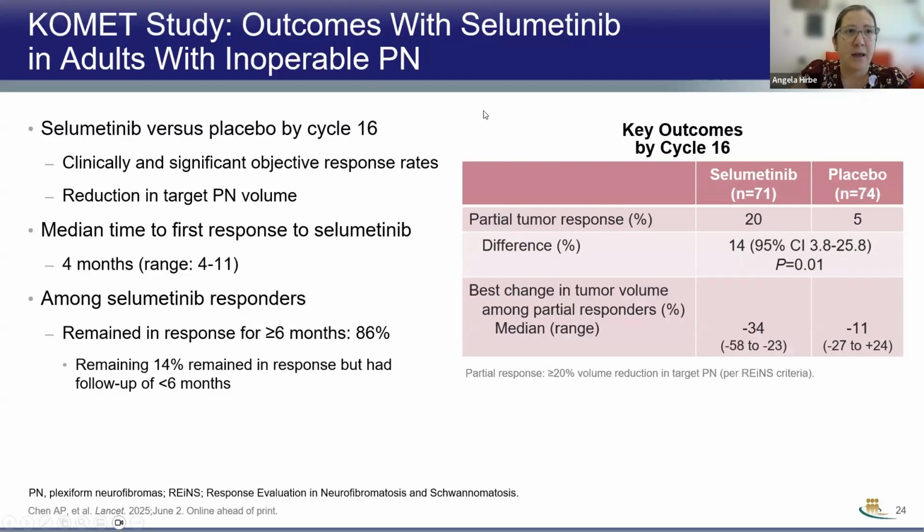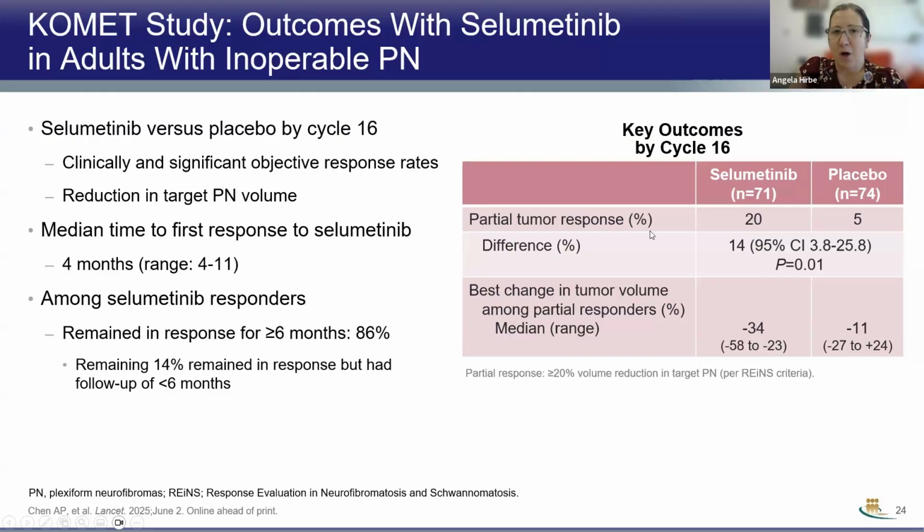The COMET study looked at selumetinib in adults with inoperable plexiform neurofibromas, and this was a placebo-controlled study. So it was selumetinib versus placebo, but patients were allowed to cross over after they had been on placebo for about 16 cycles. There were very clinically significant objective response rates, again reduction in target plexiform neurofibroma volume. And this was a durable response: 86% of patients remained in response for greater than 6 months.